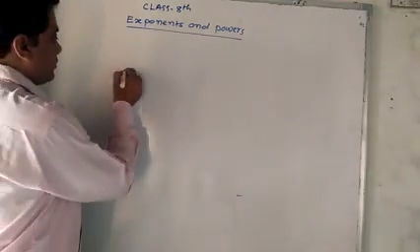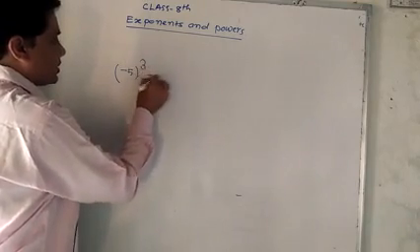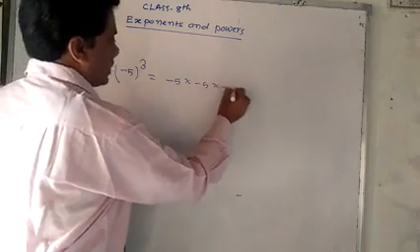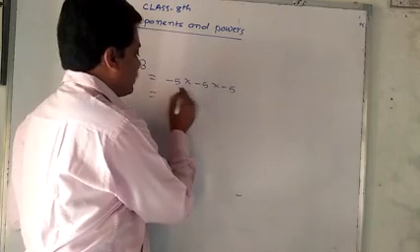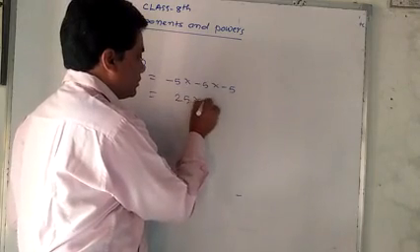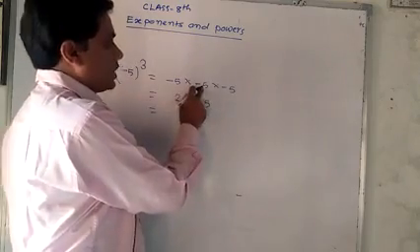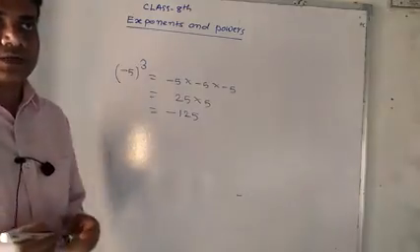Now minus 5 raised to the power 3 means minus 5 into minus 5 into minus 5. 5 fives are 25, 25 into 5 means 125. Here minus into minus is plus, and plus into minus is minus, so the answer is minus 125.